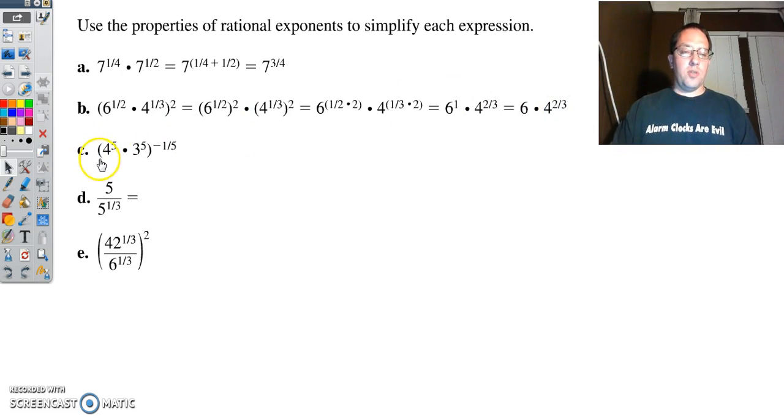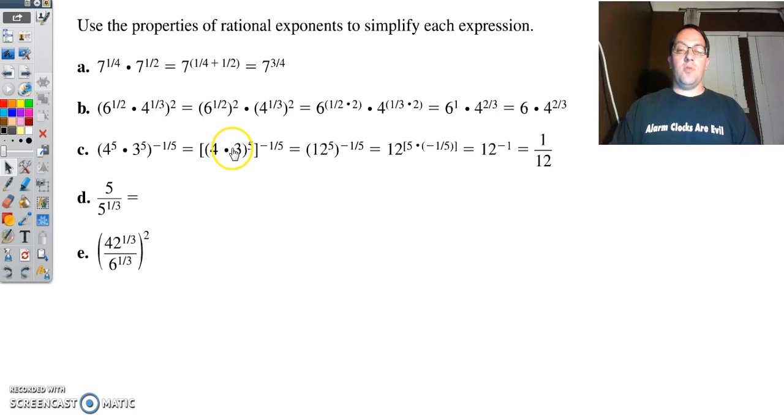Okay, so number C. We're multiplying 2 powers together, and oh look, this time the exponents are the same, not the bases. And so we're going to keep that exponent at 5, and we're going to take the bases and multiply them together. So this is 4 times 3 raised to the 5th, and then raised to the negative 1/2. But we're going to multiply these bases together. 4 times 3, which is 12. So we have 12 to the 5th. Notice our exponents were the same, so the exponents stayed the same.